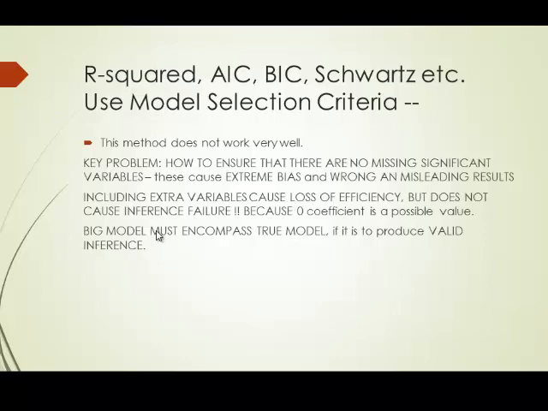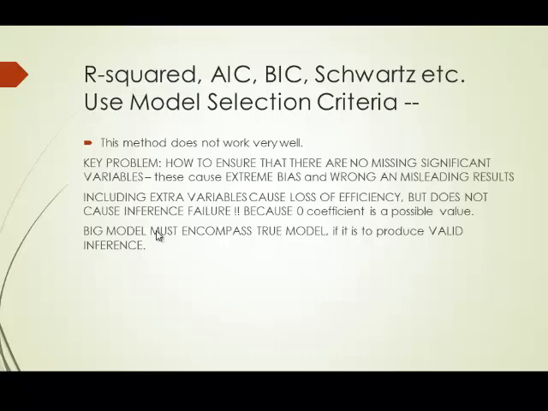So the key problem that we face is how to ensure that there are no missing significant variables in the regression. Because missing significant variables can cause disaster. Now the other problem is how to ensure that there are no extra variables that are included. Now that is not as bad. If you include variables which are not relevant, that does cause you some harm. It lowers the efficiency of estimation, but it does not lead to inconsistency.